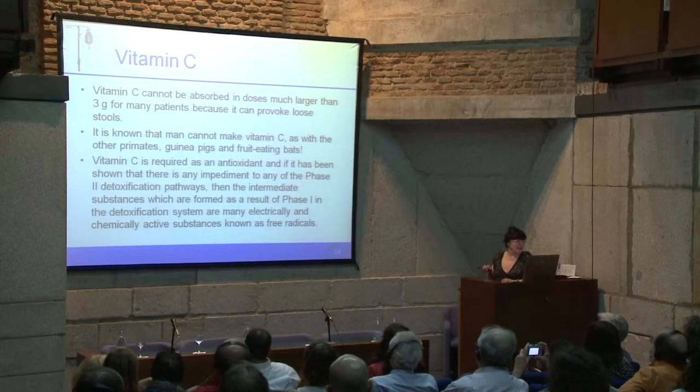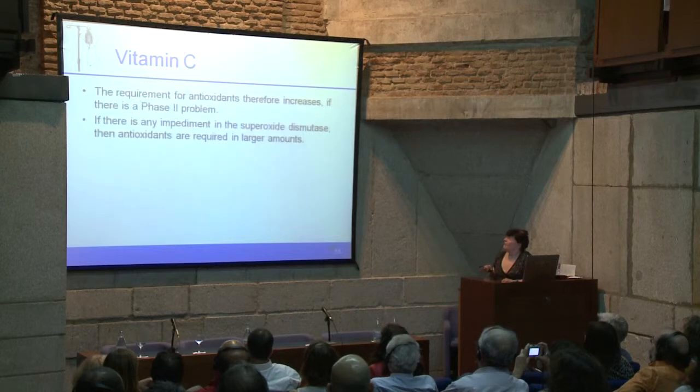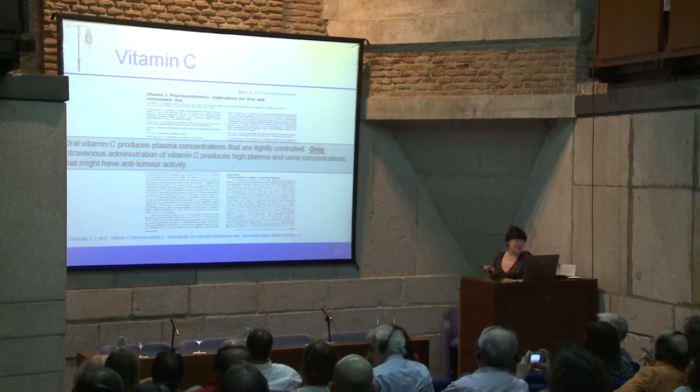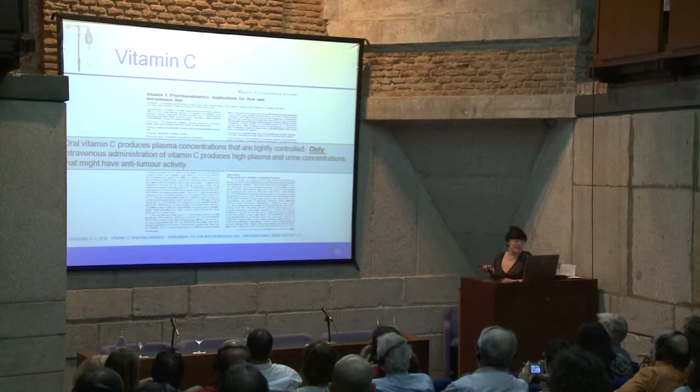So vitamin C then, I'm going to go through this quite fast, but you're welcome to these slides. Vitamin C cannot be absorbed in big doses. We don't make it ourselves. We have to have it provided. And the requirement as an antioxidant increases if there's a phase two problem. Oral vitamin C produces plasma concentrations that are tightly controlled, and only IV vitamin C produces high plasma and urine concentrations that can have anti-tumor activity.